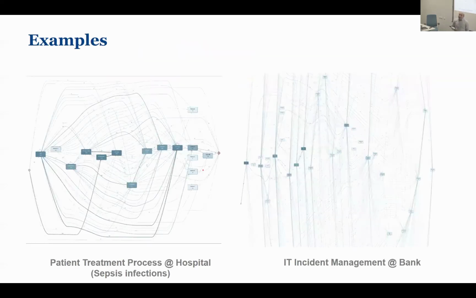So here on the left-hand side, I show you the process map of a real-life process for treating patients in a hospital. These are patients with cancers. Not that many patients, only about 1,150 patients are shown on the left-hand side. And it's very messy. There is no way you can make sense of that process map.